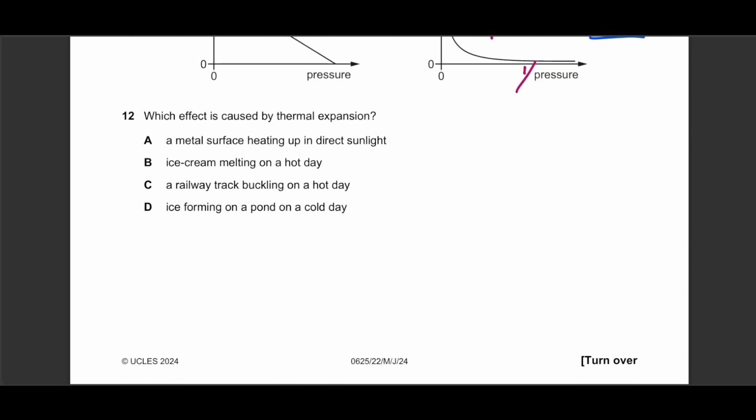Question number 12. He says, which effect is caused by thermal expansion? A metal surface heating up, no, this is because of quantum physics. In quantum heating, that's not because of thermal expansion. Ice cream melting on a hot day, no, it is because of the absorption of infrared radiation, or of course, maybe conduction from the hot air around it. A railroad track buckling, yes, that is definitely a thermal expansion problem generally. Ice forming on the pond on a cold day, not really. So how does this buckling on a hot day actually take place?